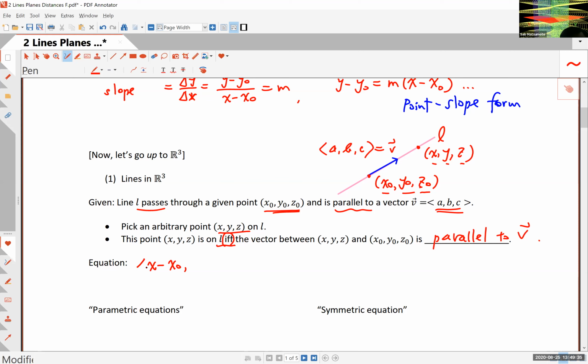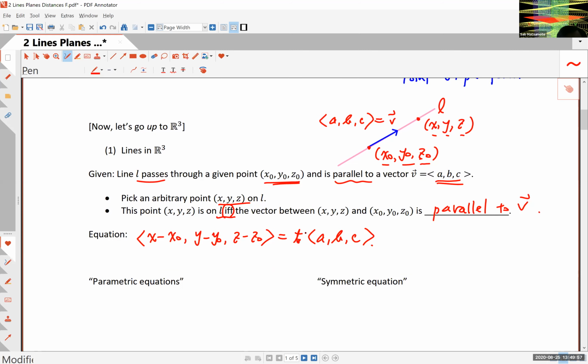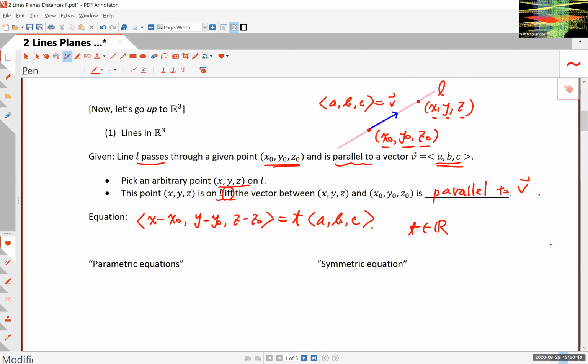You have been speaking that in all your previous calculus classes. So the vector between these two points is (x minus x naught, y minus y naught, z minus z naught), which is equal to some multiple of the vector v, which is (a, b, c). So it's (at, bt, ct), where t is some real number. And in fact, t ranges over the entire reals because this line has no ends.